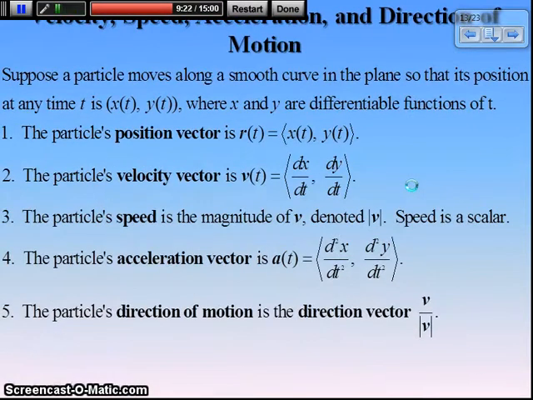Alright, velocity, speed, acceleration, and direction. And what I just demonstrated in the last slide, that's what all of this is. If you have a situation where the position can be described by any point x(t), y(t), then that is the position vector. Derivative is velocity, second derivative is acceleration.